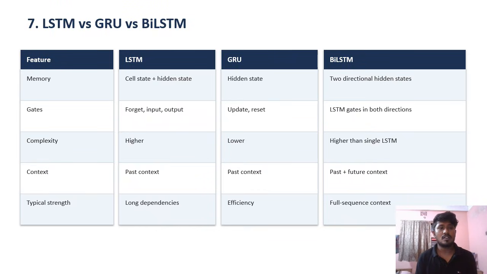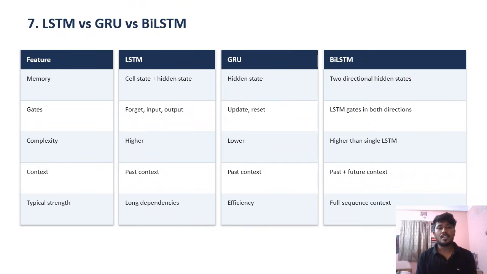Now we'll see the comparison of LSTM versus gated recurrent units and bidirectional LSTM. In LSTM, it has two memories, cell state plus hidden state. In gated recurrent units, it has one state, the hidden state. In bidirectional LSTM, it has two hidden states, one per direction. In LSTM, it has three gates: forget, input and output. In GRU, it has two gates, update and reset. In bidirectional LSTM, it has LSTM gates in both directions. The complexity of LSTM is higher. The complexity of GRU is lower, and the complexity of bidirectional LSTM is higher than a single LSTM.